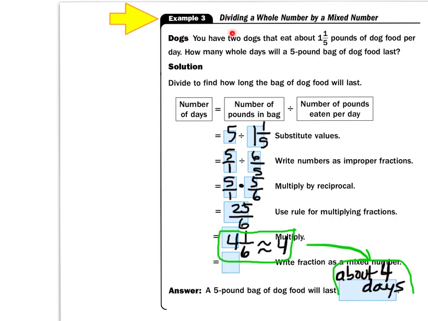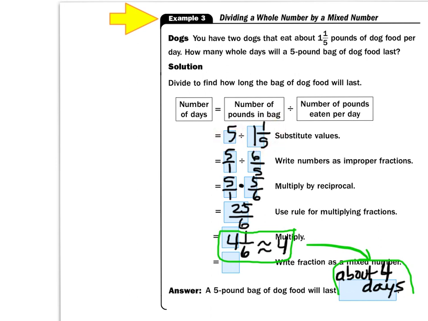Okay, let's talk about example 3. Dogs. You have 2 dogs that eat about 1 1/5 pounds of dog food per day. How many whole days will a 5-pound bag of dog food last? Solution. So we want to know the number of days that it'll last will equal the number of pounds in a bag divided by number of pounds eaten per day. So I know the number of pounds in the bag was 5, so I put the 5 first. I brought down the division, and then they said that the dogs would eat 1 1/5 pounds a day.